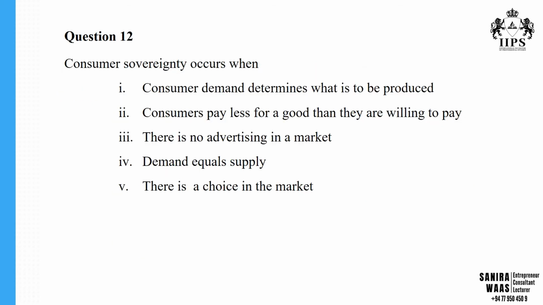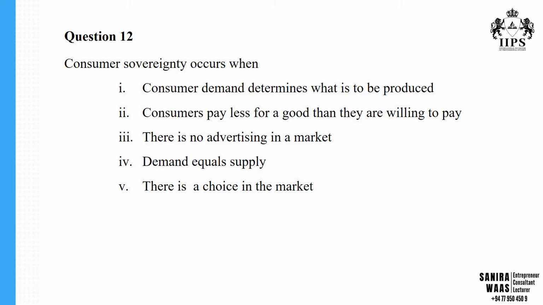Next question, consumer sovereignty occurs when? Consumer demand determines what is to be produced. Consumers pay less for a good than they are willing to pay. There is no advertising in a market. Demand equals supply. There is a choice in the market.